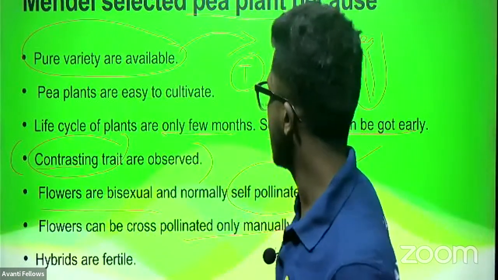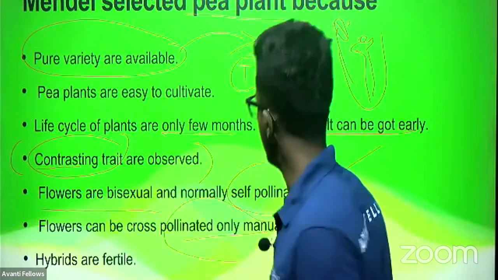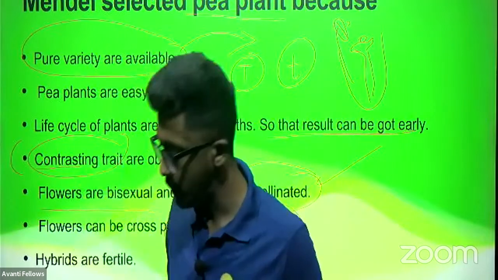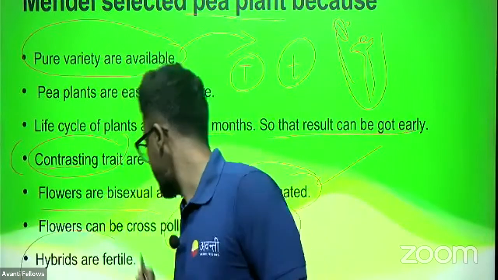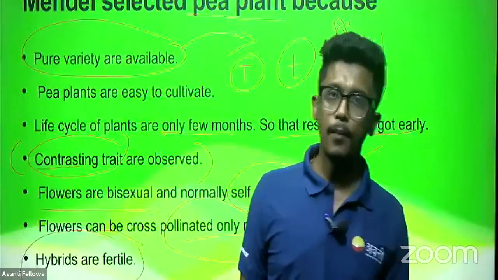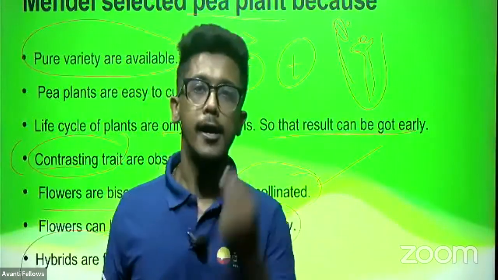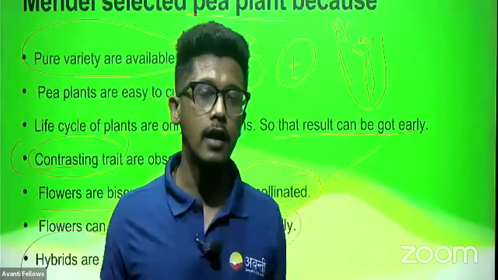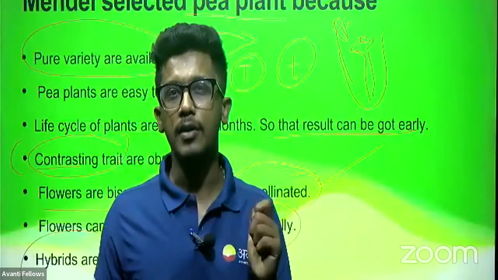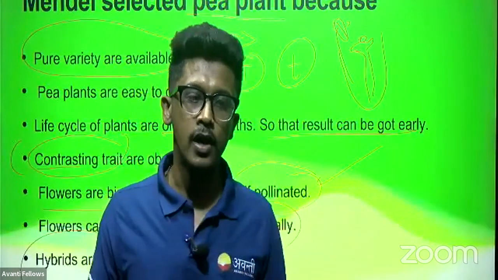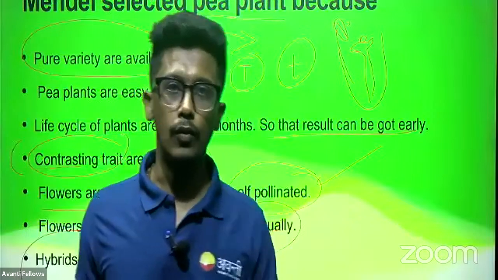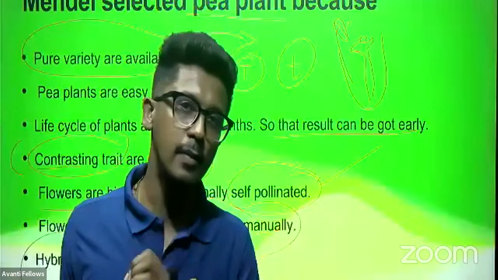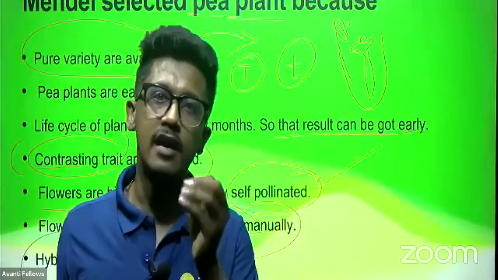Next one is flowers can be cross-pollinated only manually. So this is another important key feature why it is a very beautiful plant. Next one is hybrids are fertile. So every single point has such deep importance and significance. See what will happen. You can see that in the market, whenever we find some of the hybrid plants for cultivation, you can only grow them once. Only one life cycle will be given. Why? Because some plants are designed like that by the companies, or some plants' nature itself is like that.